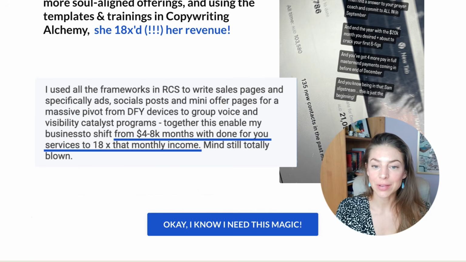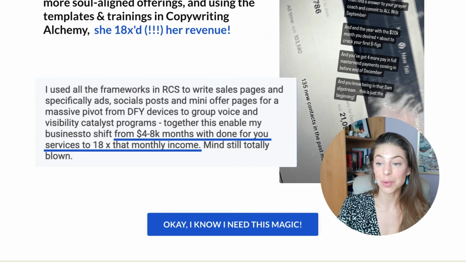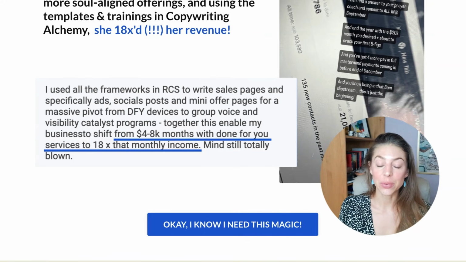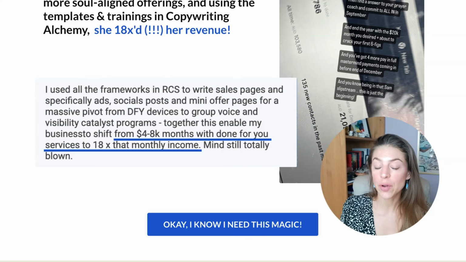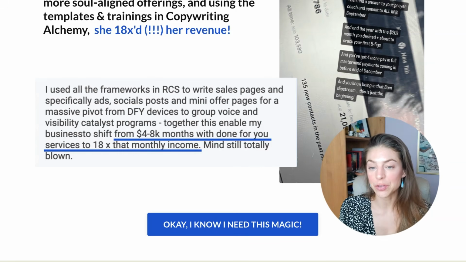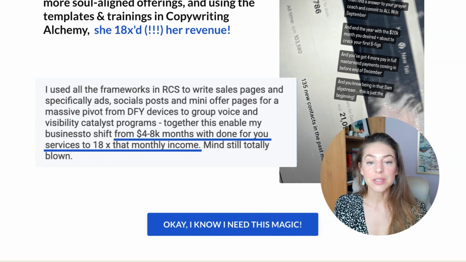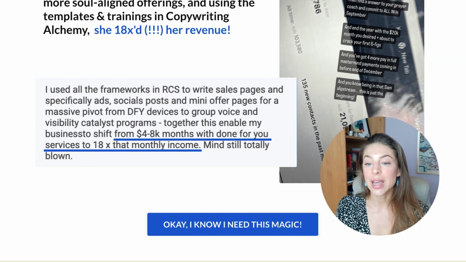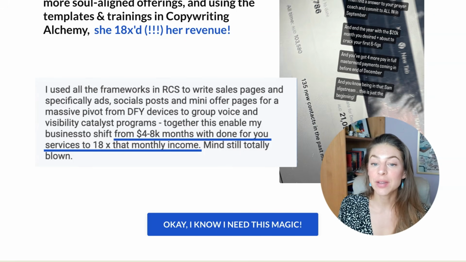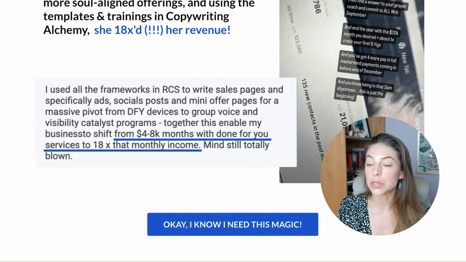So here's an example of the type of response I get in response to that question. This student responded: I used all the frameworks in RCS (Copywriting Alchemy used to be called Regenerative Copywriting Studio, hence RCS) to write sales pages and specifically ad, social posts and mini offer pages for a massive pivot from done-for-you services to group voice and visibility catalyst programs. Together, this enabled my business to shift from $4,000 to $8,000 months with done-for-you services to 18 times that monthly income. Mind still totally blown.